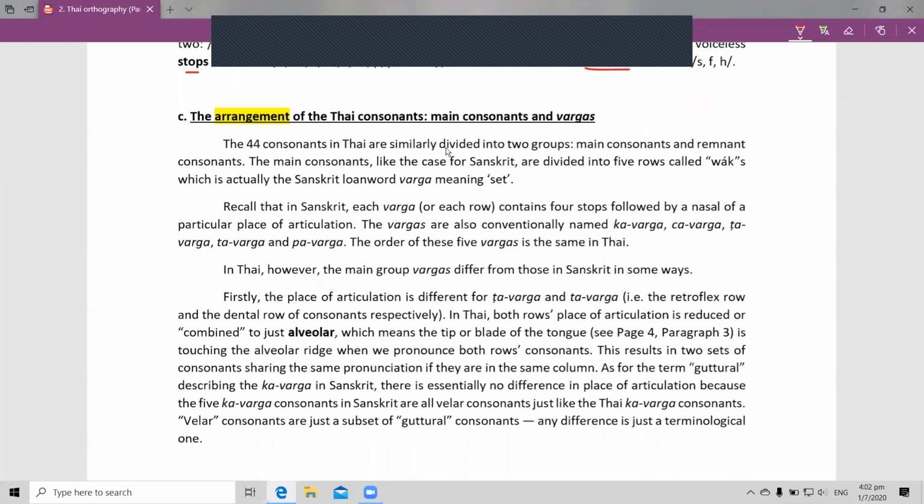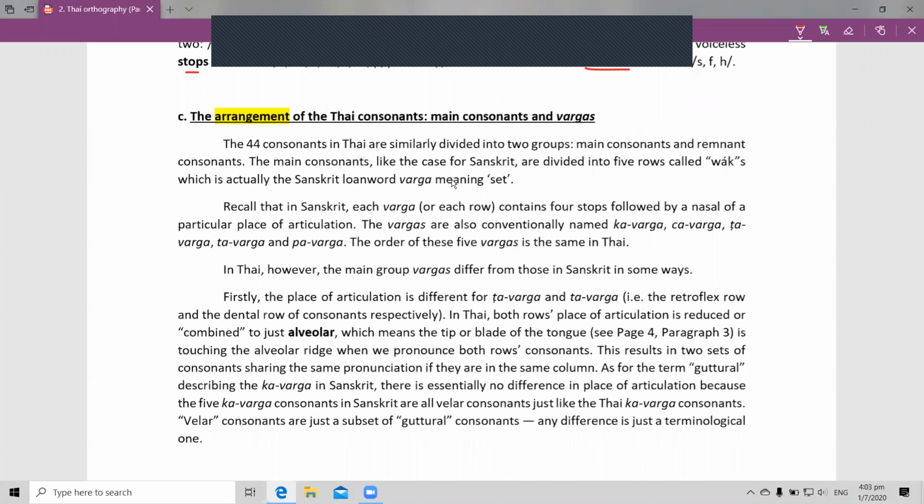Now let's talk about the Thai consonants. All right. So remember, in Sanskrit, the consonants are divided into two groups, right? The main consonants and the remnant consonants. In Thai, the 44 consonants are also divided into two groups: the main consonants and the remnant consonants. Okay.